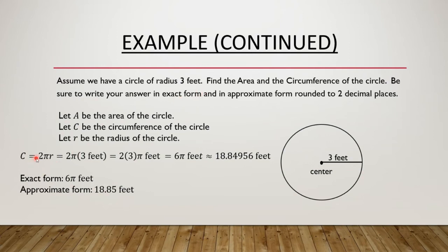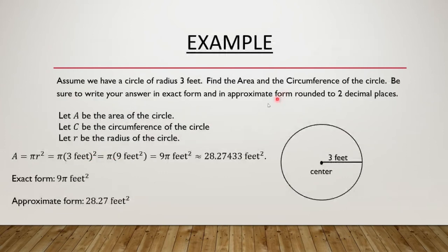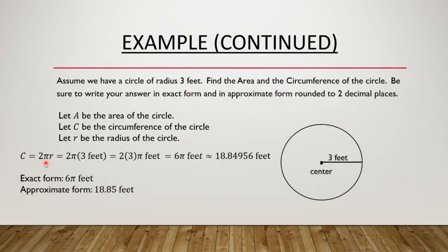Right, because in our formula for circumference, remember, let me go back and show you. Circumference is 2 times pi times the radius. Okay, and our radius is 3 feet. So we have 2 times pi times 3 feet. Does that make sense? Okay, cool. Any other questions?